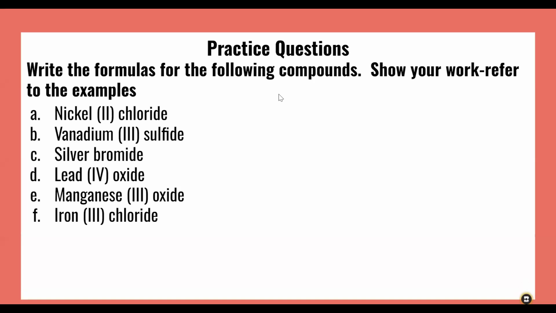So with what you've listened to and with the examples I've given, you should be able to write a formula for the following. And show your work as I showed in the example I did earlier. Show the example, pause the video and write the formula for the following.